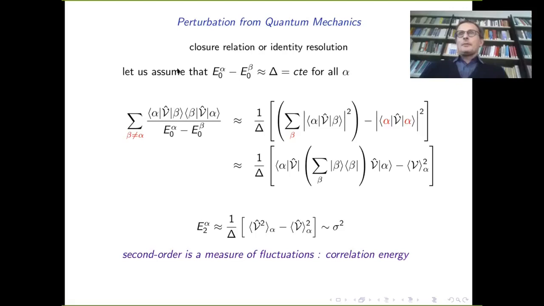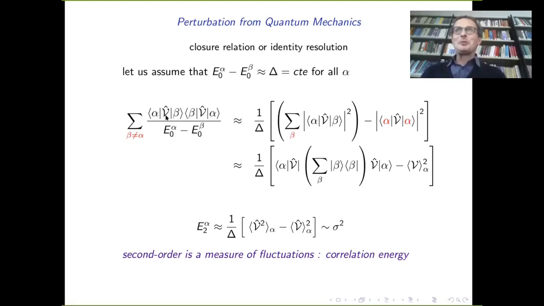For that, I will assume that the energy difference between the target space, the alpha state, and any other perturbers is delta. This means that there's a state that is clearly identified, and somewhere above it lie all the other states, and the energy separation is delta, a constant for all beta. Sorry, that should be beta, excuse me.